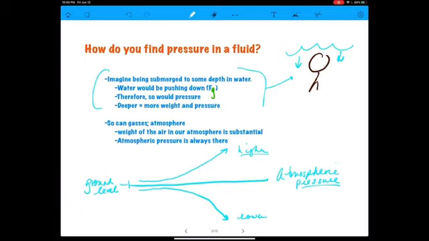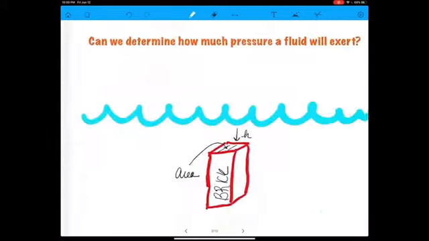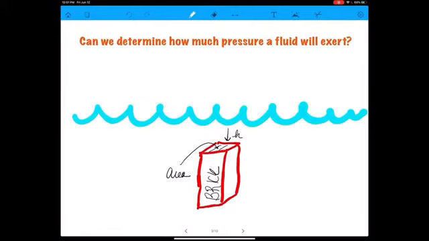Okay. So the weight of a fluid can exert pressure on objects submerged in it, but how can we determine exactly how much pressure a fluid will exert? Well, consider this brick that I have in this image. This fun little brick.